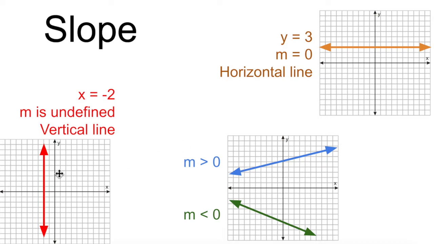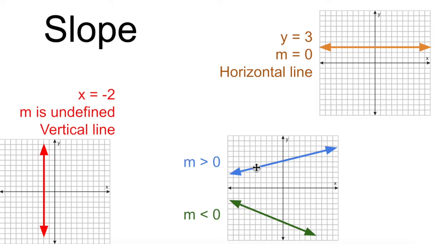In a vertical line, a typical equation for a vertical line would be x equals -2. Here you can see we're always going 2 units to the left to get to our line from the y-axis. So for all values of y, no matter where you are on this y-axis, you always go 2 units left to get to the line. So this is a vertical line, and the slope is basically called undefined.